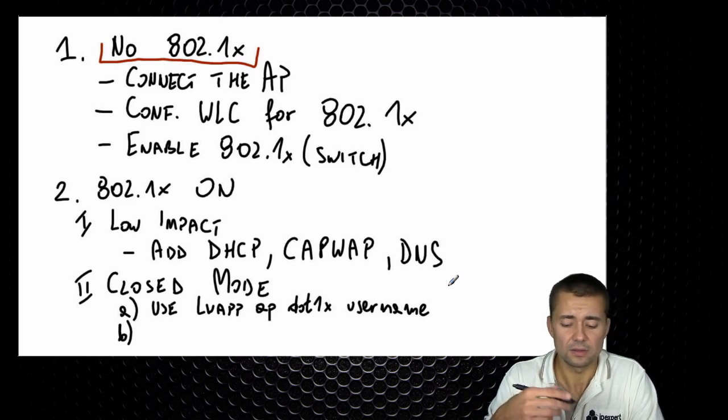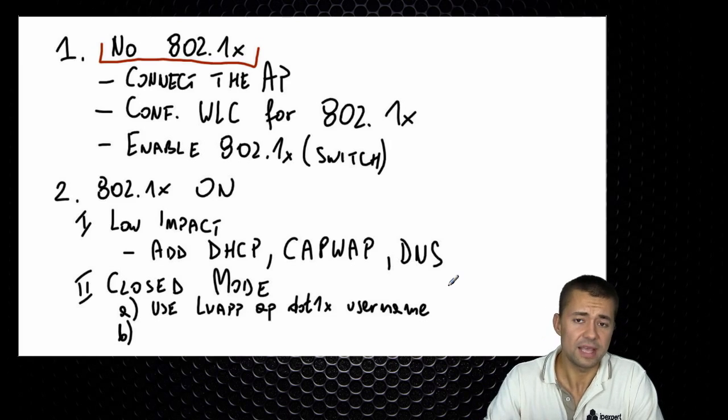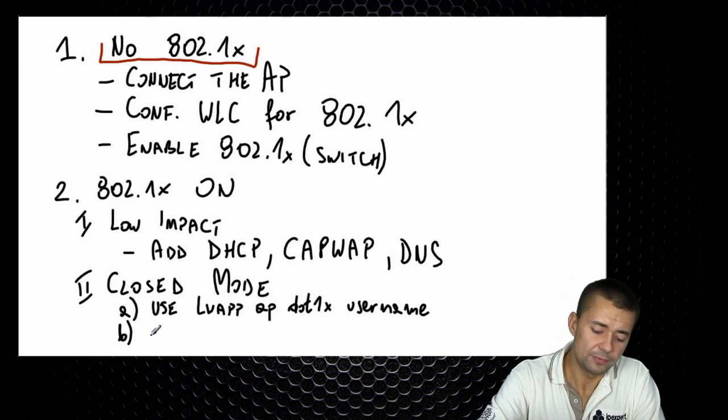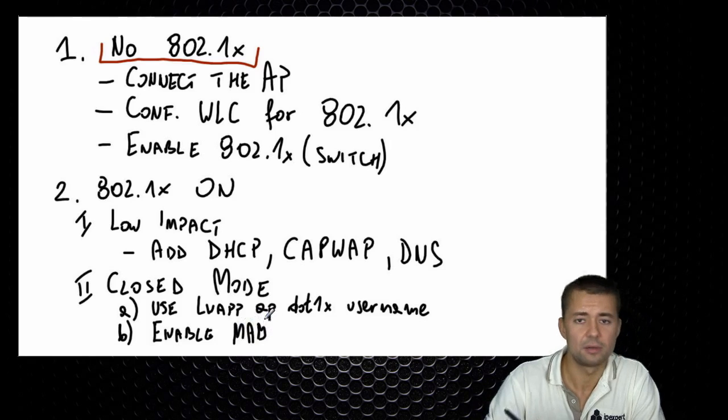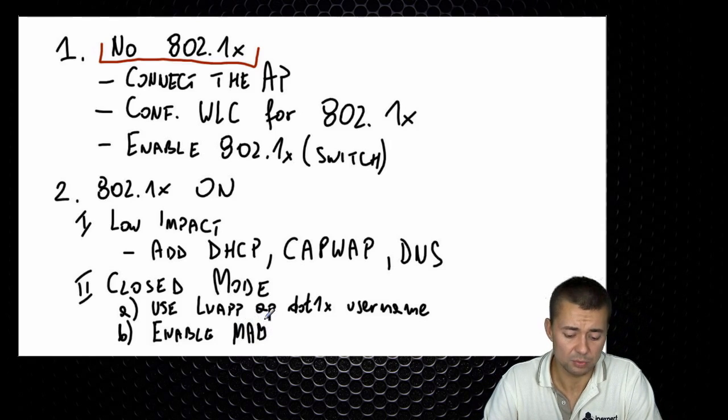Then the last option you could potentially use is going to be to first enable MAB on the port connected to the access point, but leave the priority for .1X.